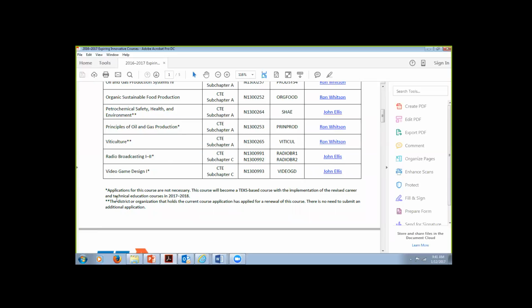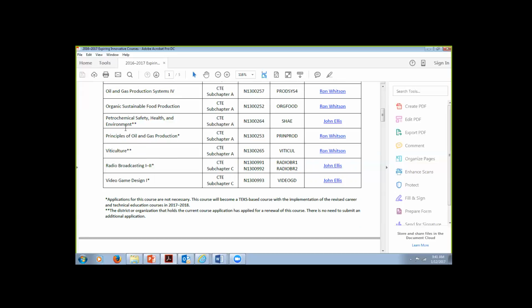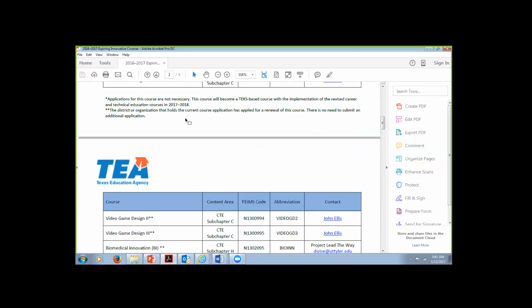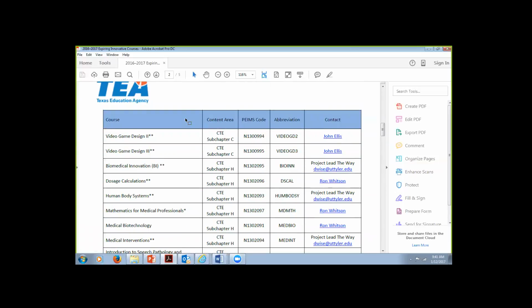And then the district or organization that holds the current course application has applied for a renewal of this course. There is no need to submit an application. So if it has 2 asterisks, that means the entity that currently owns the course, say a school district or someone like Project Lead the Way, has already submitted for the current renewal of the course. Now, if you notice, some of these courses like organic sustainable food production are currently not being shown to be renewed.